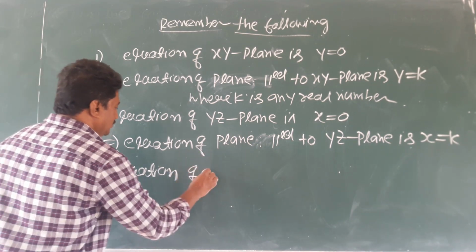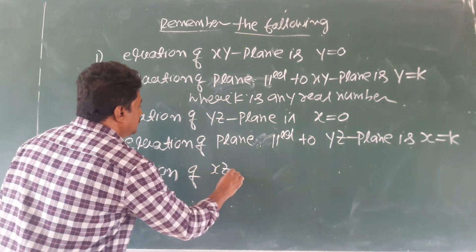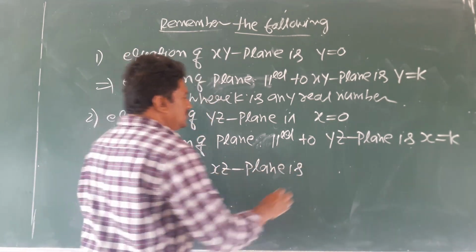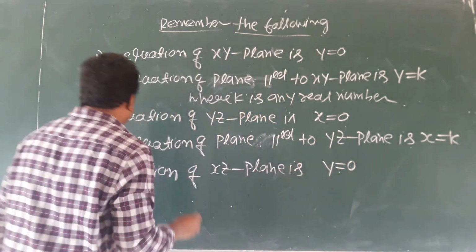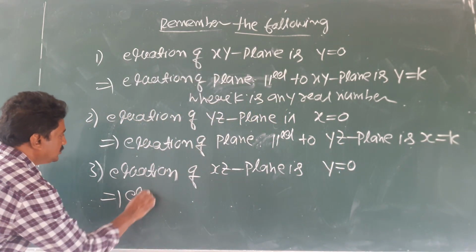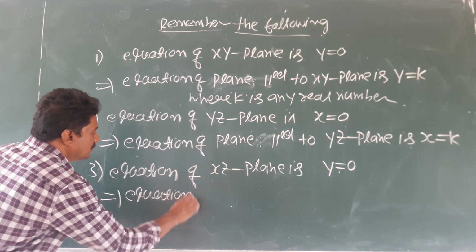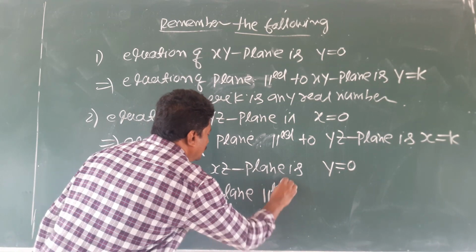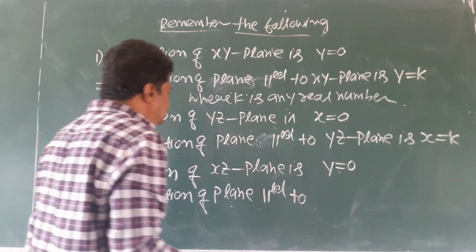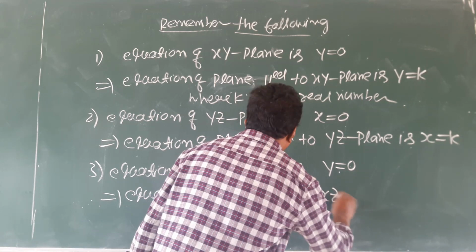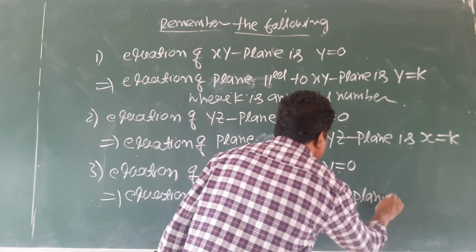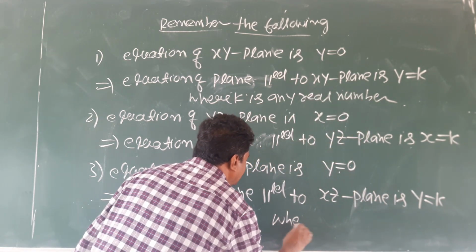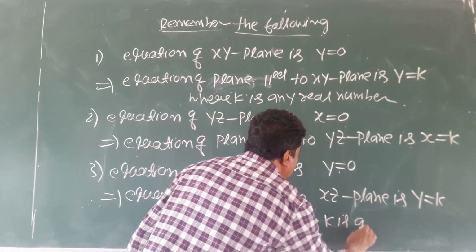Third one, equation of xz plane is y equals 0, so that implies equation of plane parallel to xz plane is y is equal to k, where k is any real number.